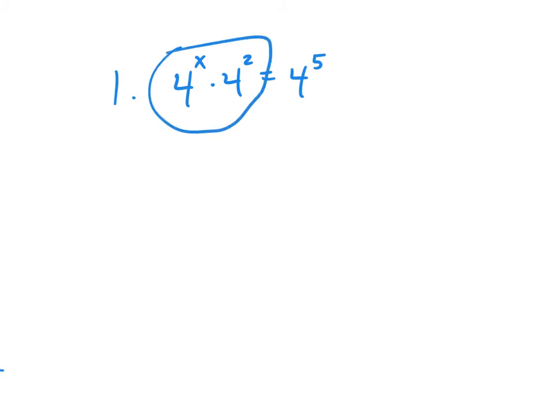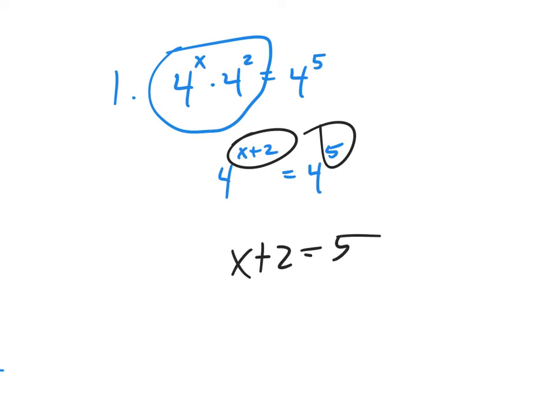So what would it be? 4 to the x plus 2. You just add powers like that. Okay, now this has to equal this. X plus 2 is 5. And if you can't solve that, you're in the wrong class. Okay, moving on to number 2.